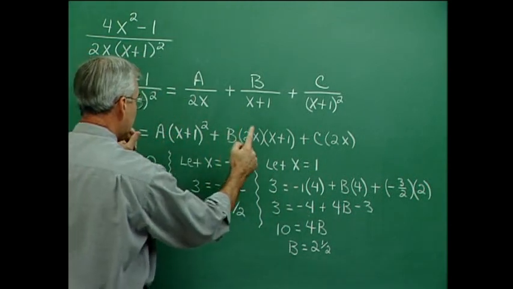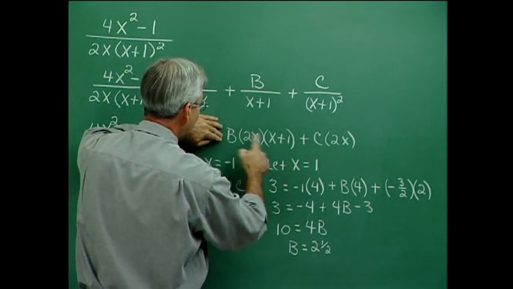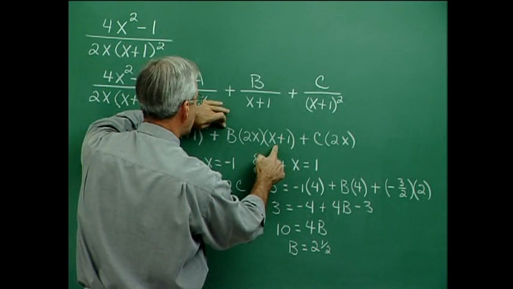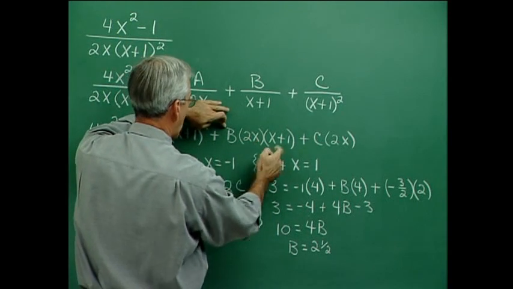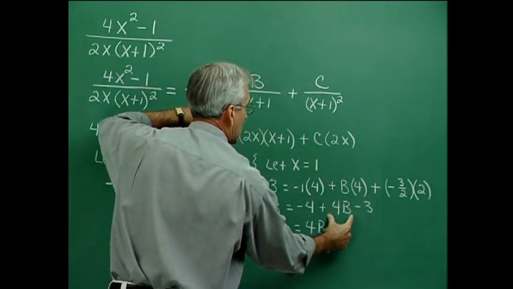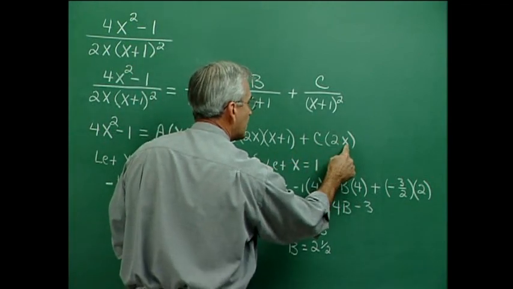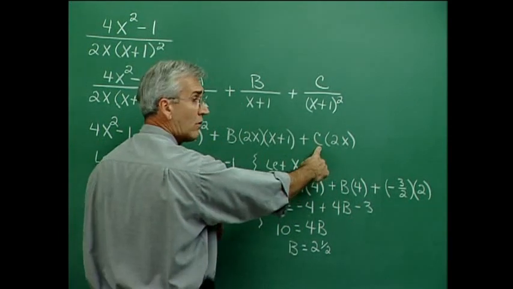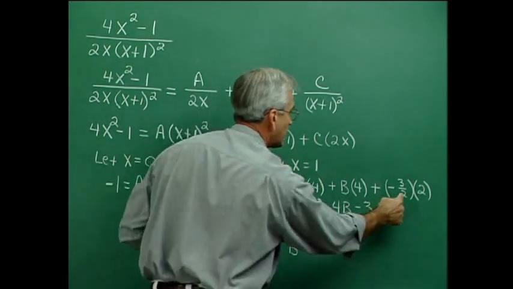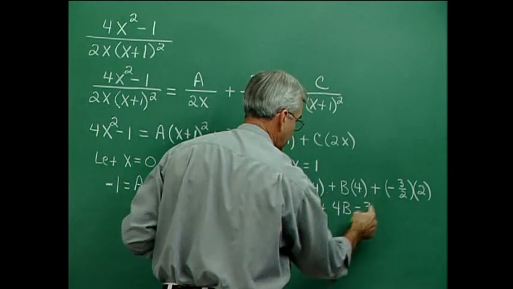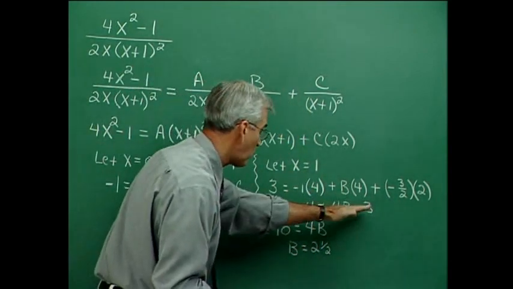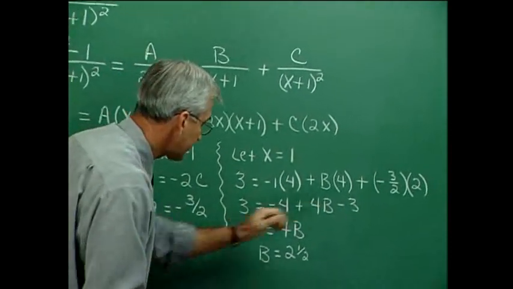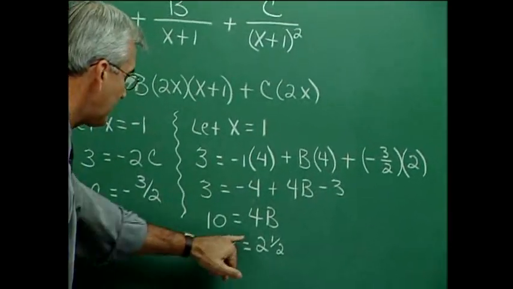And then here for b, well, b is what we're looking for, but x is taking on the value 1, so 1 plus 1, 2. 2 times 2, 4b. And then over here, if x is 1, we have 2 times c, but c's value was found to be negative 3 over 2. So we have negative 3 over 2 times 2, cancellation, negative 3. And now we have an equation involving b only as the variable. So solving it, we find b to be 2.5.